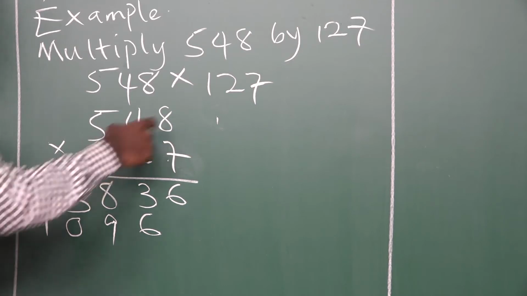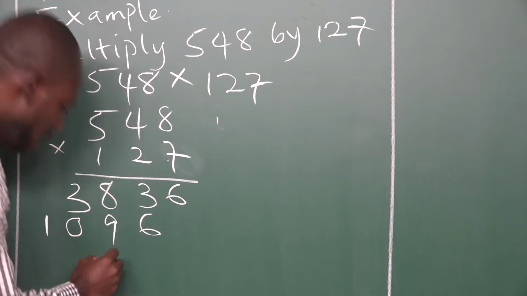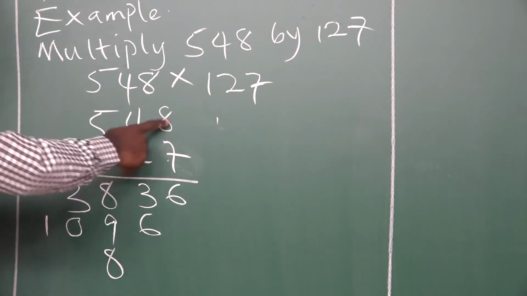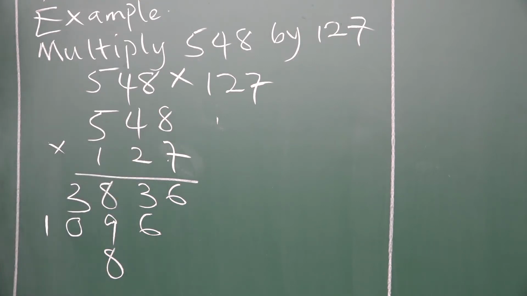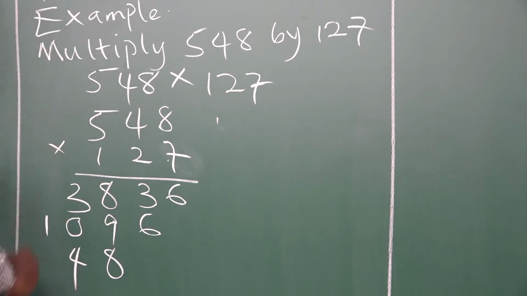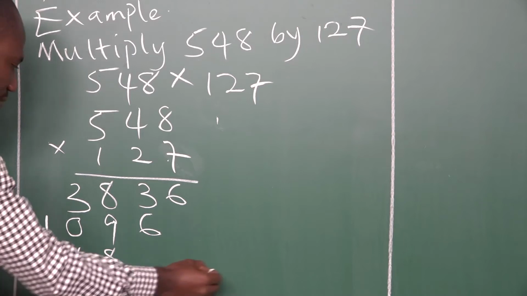So 1 multiplied by 8 will give us 8. Remember, anything you multiply by 1 will give you that number, because it's like saying that number in one place, just in one place. So if we do that, 1 multiplied by 8 will give us 8, 1 multiplied by 4 will give us 4, and then 1 multiplied by 5 will give us 5.